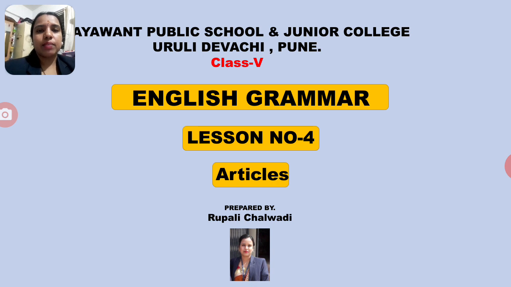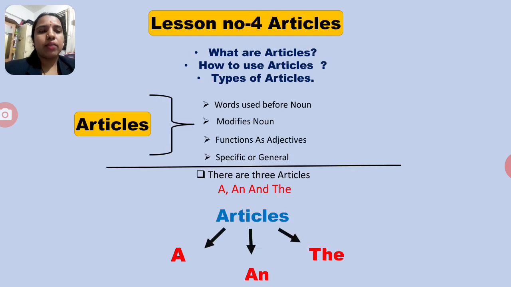Today I am going to explain English grammar lesson number 4, articles. Okay, let's begin with articles. First, in this lesson we will see what articles are, how to use articles, and the types of articles. Articles are a, an and the. But what exactly are articles? We will see in this lesson.